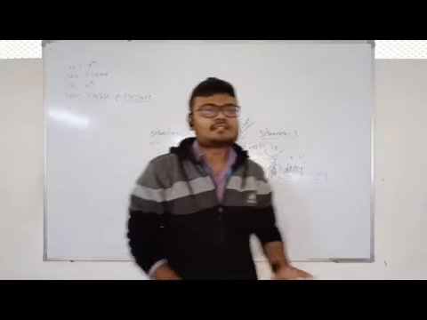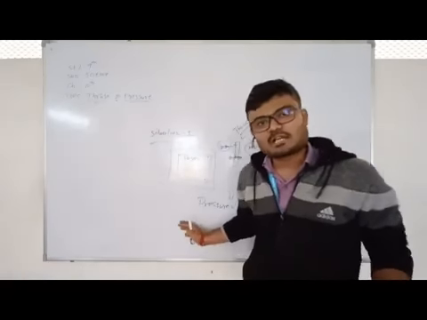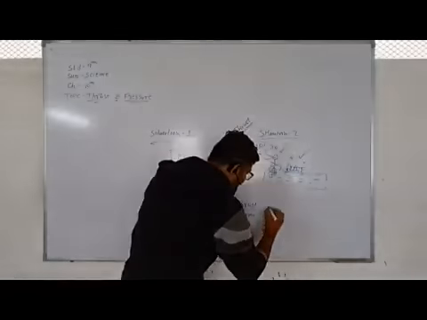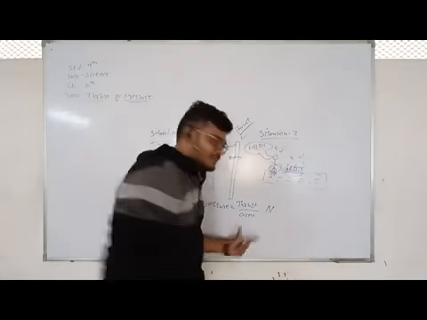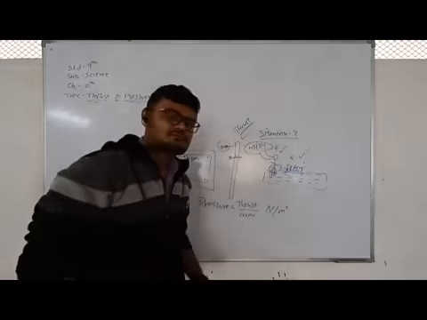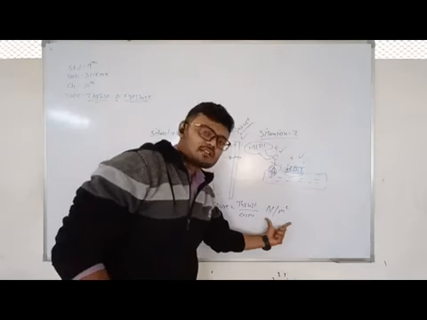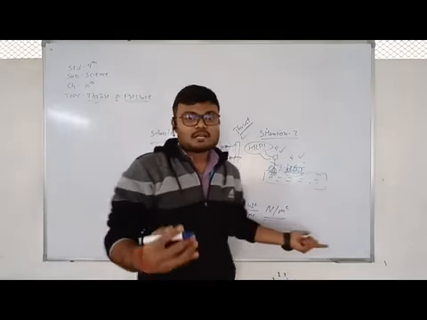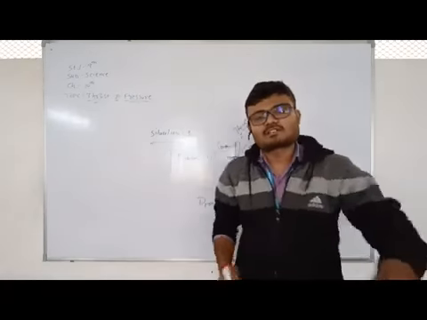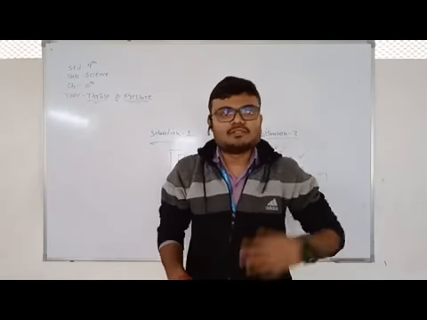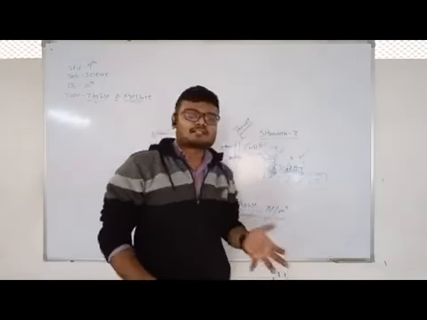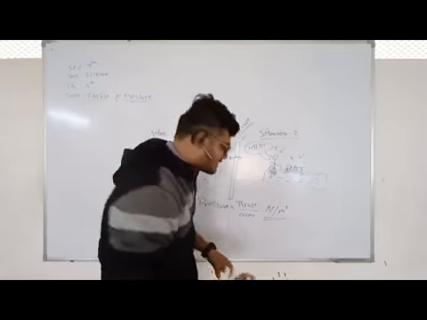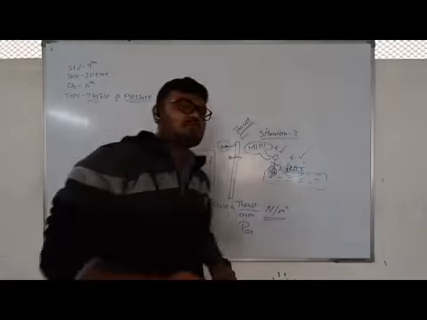Now, if we want to derive the SI unit of pressure: pressure is force, that is newton, per area, that is per meter squared. So newton per meter squared is the SI unit of pressure. But in honor of a scientist named Pascal, the unit of pressure is also called the pascal, which is denoted as Pa.